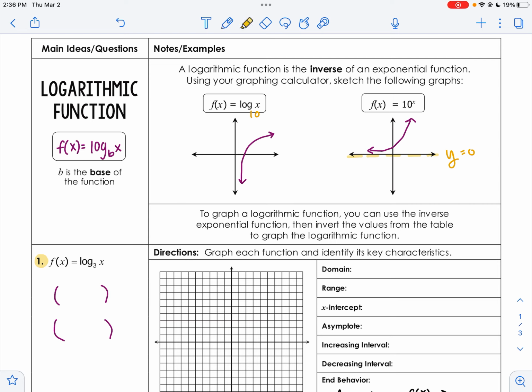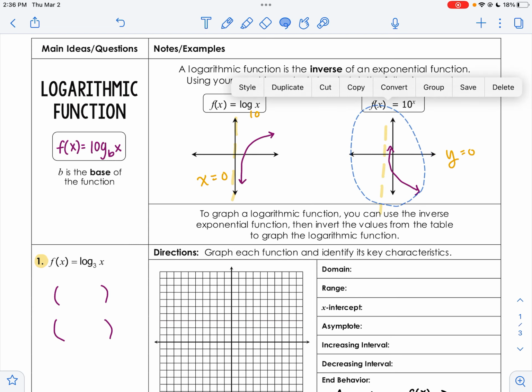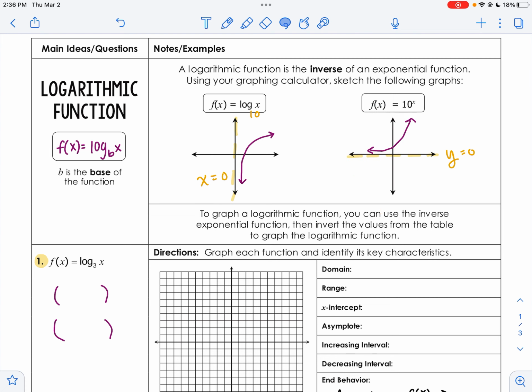And I told you yesterday, because logs are inverses, you're kind of inverting each piece, right? So instead of having a horizontal asymptote, now I'm going to have a vertical asymptote. So this would be instead of y equals 0, at x equals 0. And then our function, if you can kind of see, is just inverted, right? It looks like the opposite thing. If I were to spin this around, that would look similar to a log function, but flipped, right?